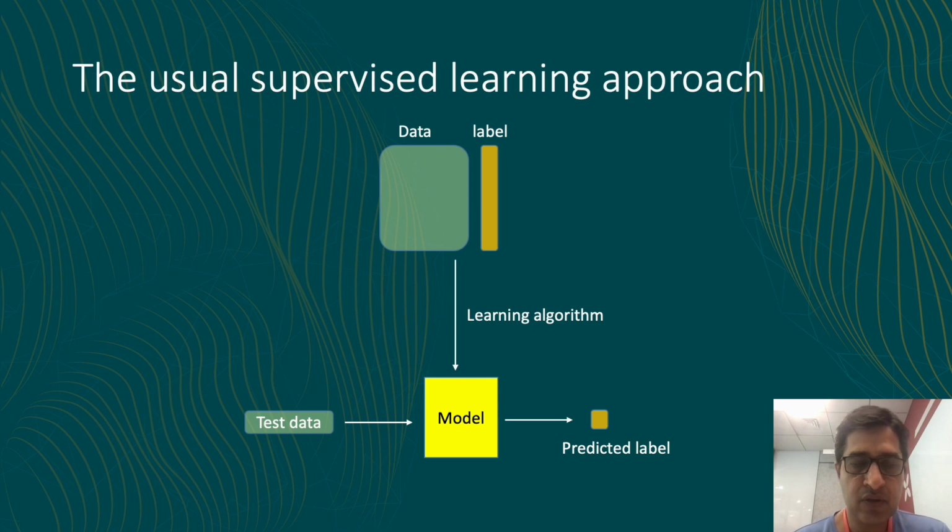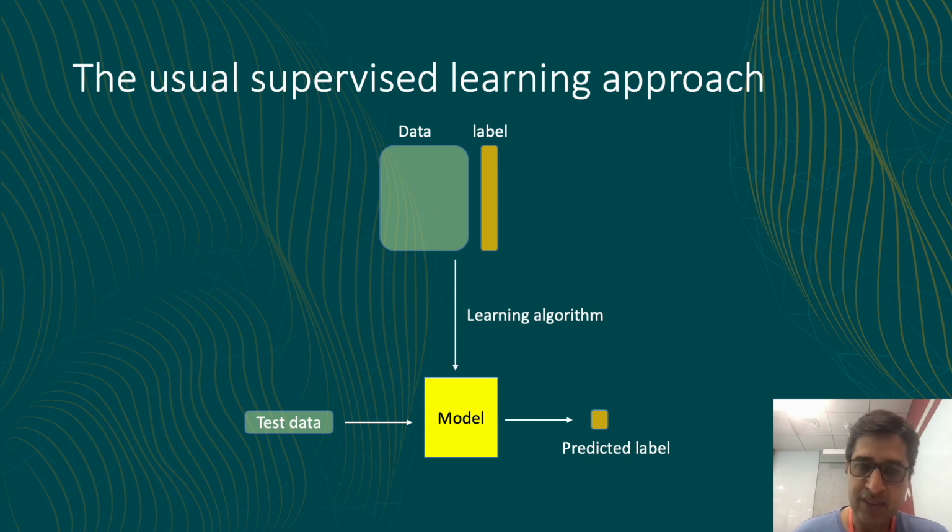So the usual approach to building machine learning models, the supervised machine learning models, is to have data, usually lots and lots of data, and the idea is to predict a given label. And what you do is that you train the model to be able to predict the label while showing that you are able to achieve a very low error on a test data set.